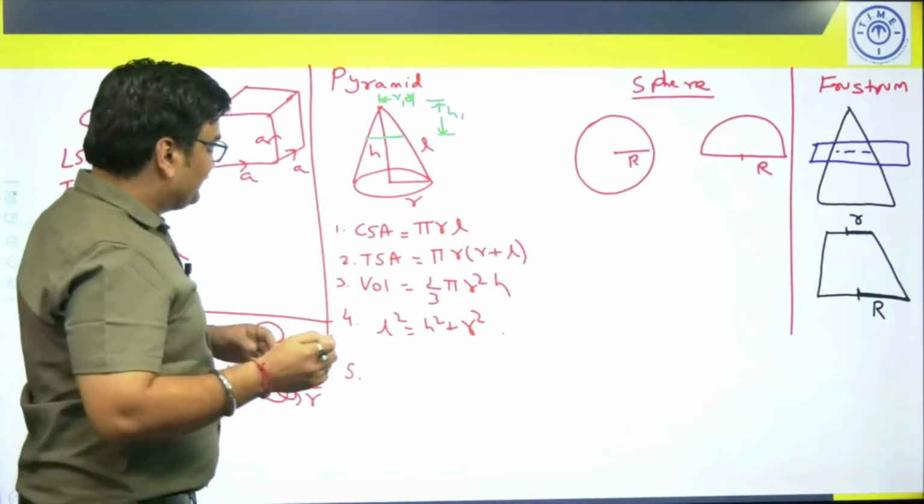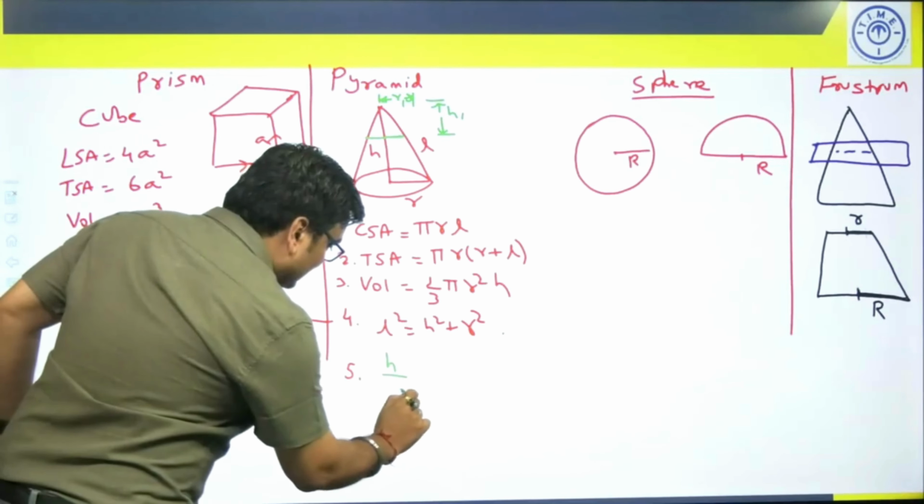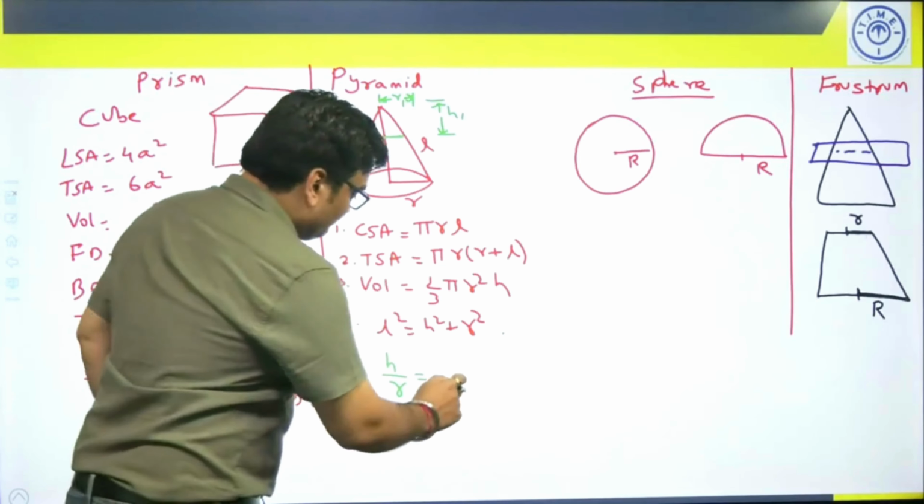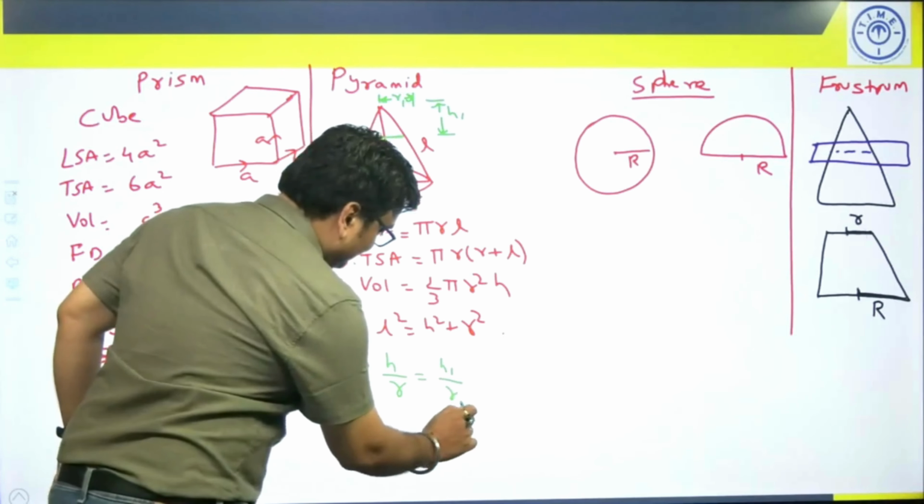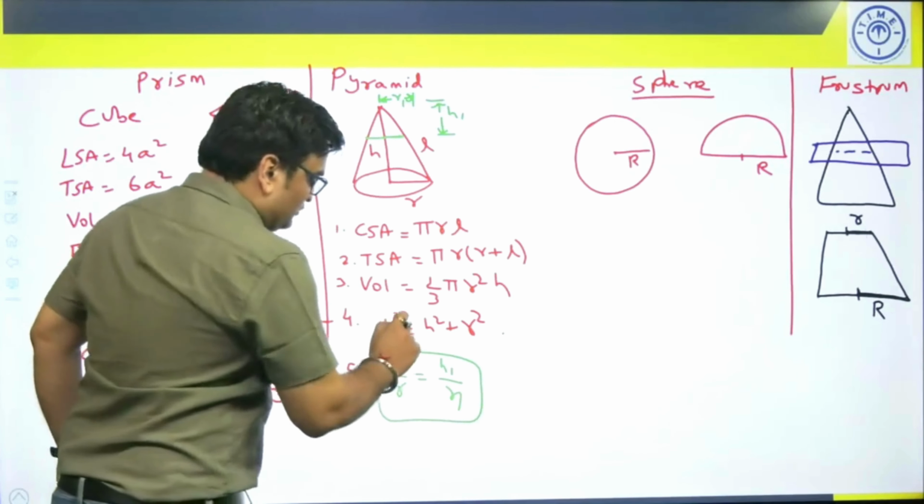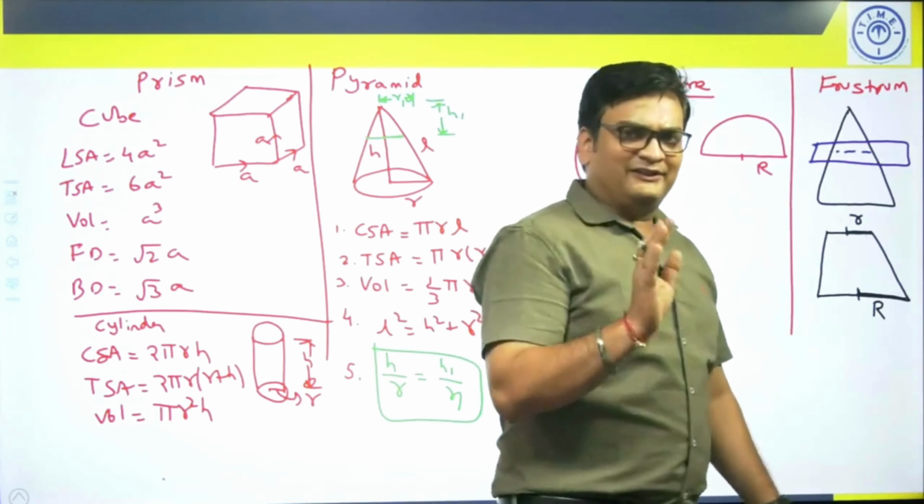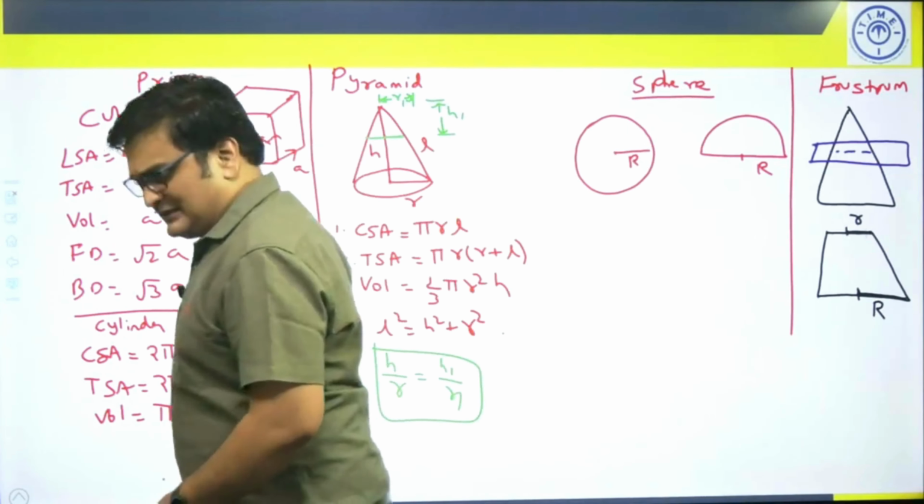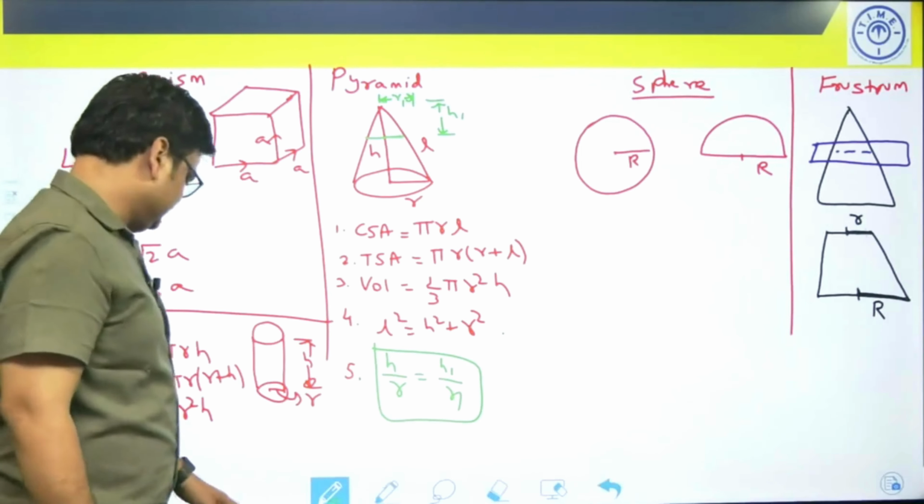Then in such a case we will have the following relation: h by r, the ratio of the height and radius for the larger cone, will be equal to h1 by r1. And this can be proved very easily by using similarity of triangles. We can easily use that and get to the result. So this is with respect to pyramids.